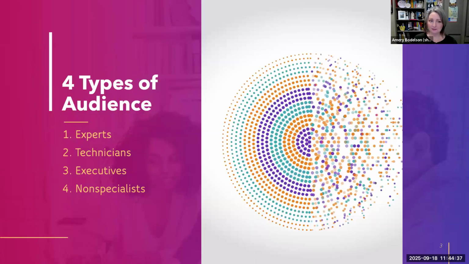So I think I mentioned that I was going to go back to this slide and I didn't come back to it. The 4 types of audience. You have your experts. Again, these are the people who know everything about the topic. They don't need as many step-by-steps. They don't need a lot of definitions and terms. They already know it.